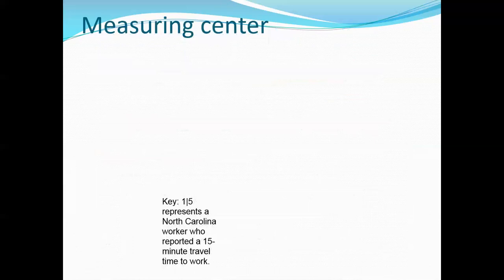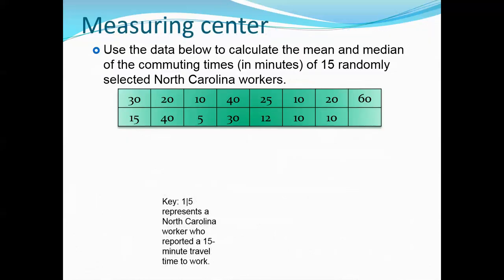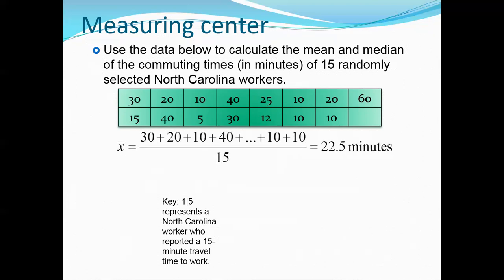Measuring center. Use the data below to calculate the mean and median of the commuting times in minutes of 15 randomly selected North Carolina workers. And here we have a chart of their responses. If we sum all of the values in the chart and then divide by the 15 randomly selected workers, then we find that we have an arithmetic average, x bar, of 22.5 minutes.